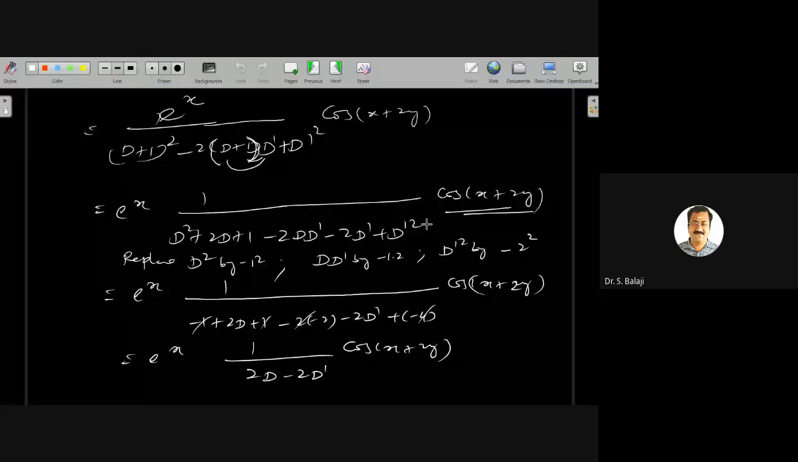Cosine function means you know the procedure. Replace d square by minus a square and so on here. Then we can get these relations. Then we can proceed as usual like type 2. Then we can get the answer, e power minus x by 2 and so on.